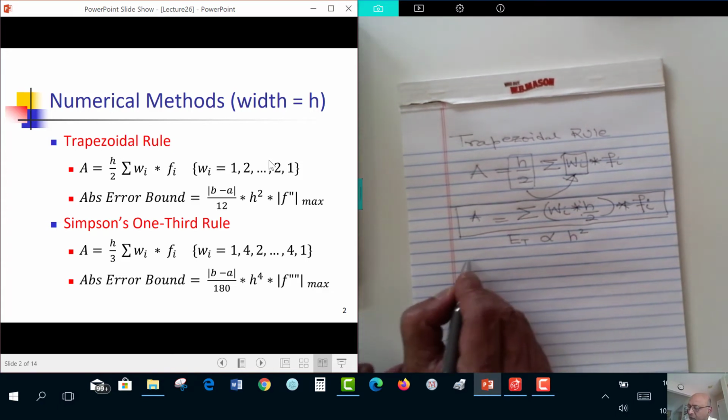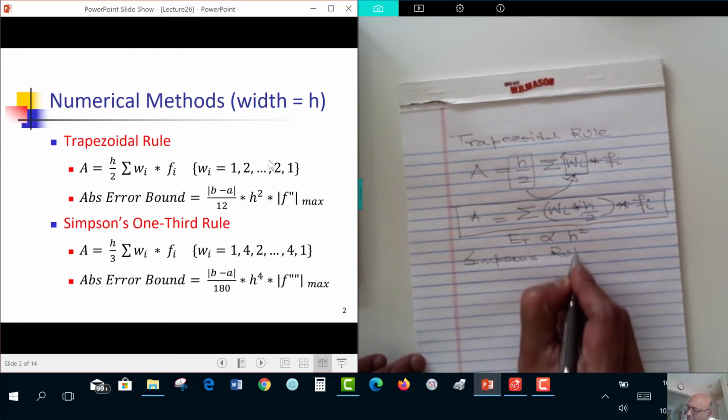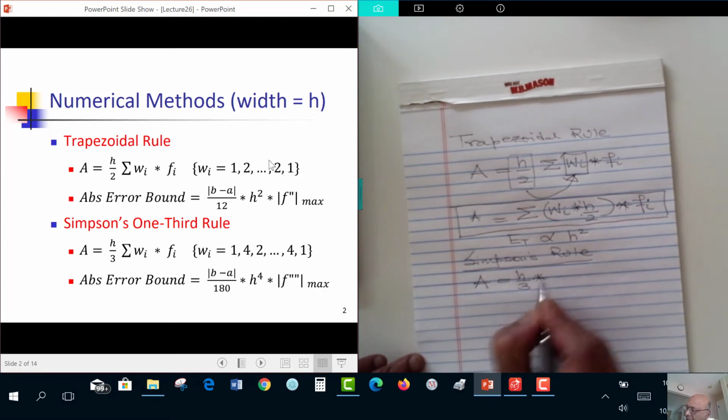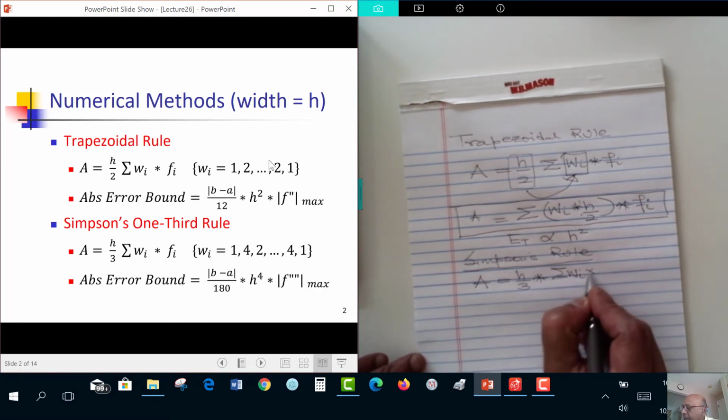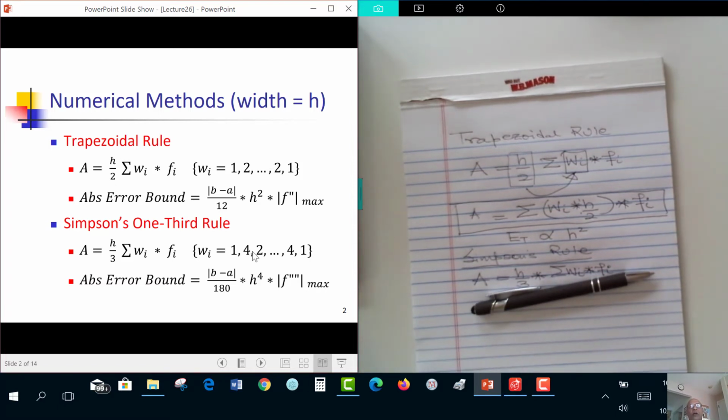Then we covered Simpson's rule. In Simpson's rule, we found area was h over 3, again times a weighted sum. But this time the weights were different. This time the weights were 1 and 1 on each end, same as the trapezoidal rule, but in between they went 4, 2, 4, 2, 4, ending in 4, since we have an odd number of points. We have an even number of strips, but an odd number of points.